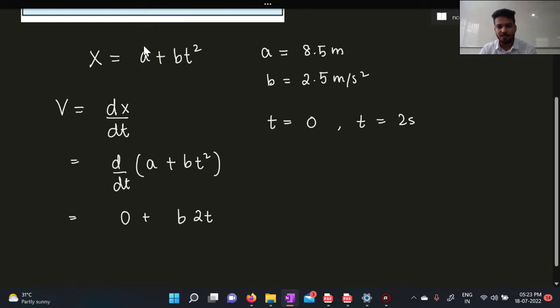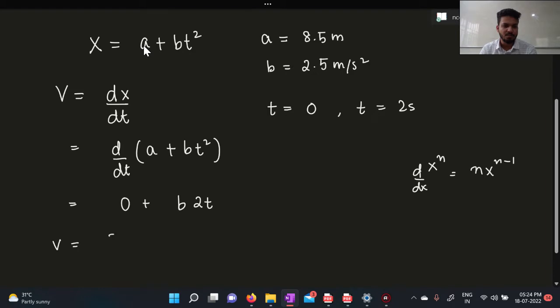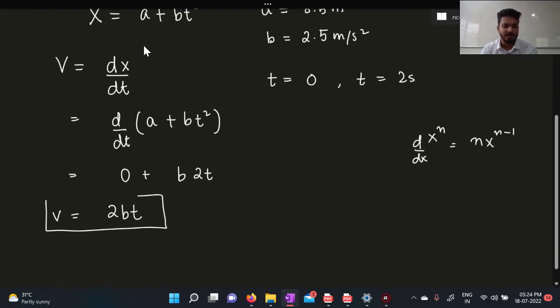The formula for differentiation of x raised to power n with respect to x is n times x to the power n minus 1. This is the formula I used here. For t square, 2 comes down and 2 minus 1 is 1. So this is how I did this. So velocity is 2 times bt. This is the function for velocity. Now they had asked me velocity for 2 points, t equal to 0 and t equal to 2 seconds.